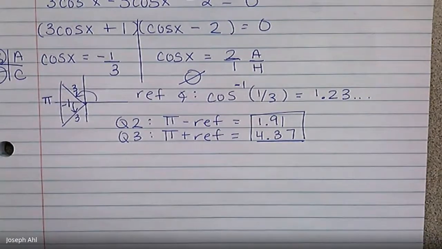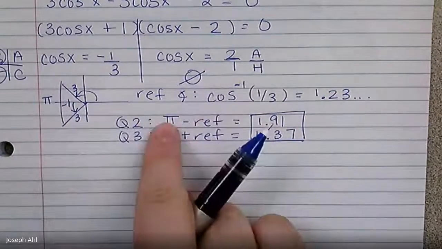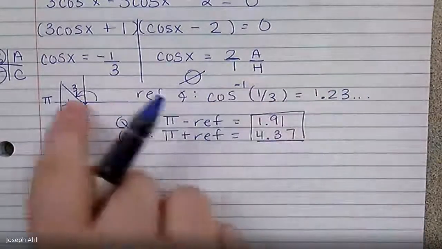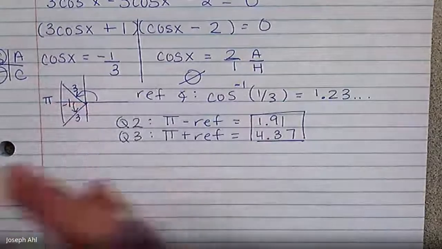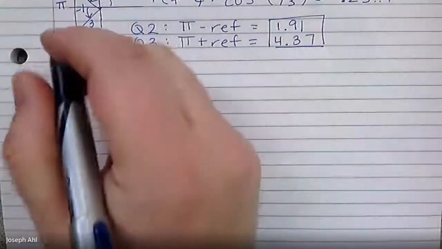So it takes a little while to get used to, especially when the angles are not nice, but the calculator's doing most of the work. We just have to know, how do I take this reference angle and apply it appropriately in the quadrants, where in this case, cosine is negative. Okay, let's do another one.